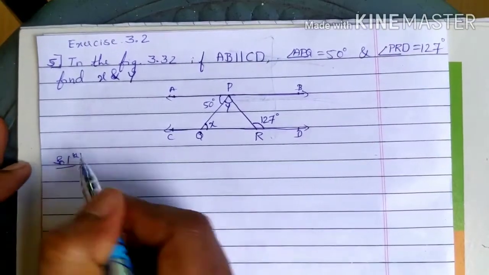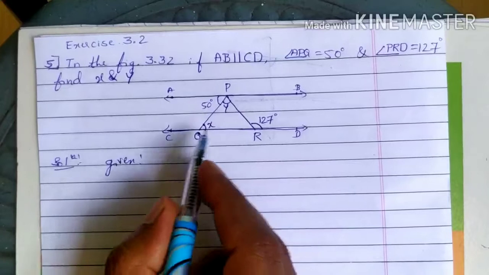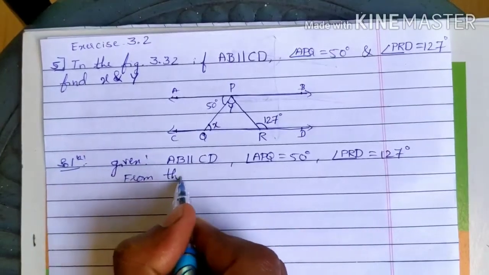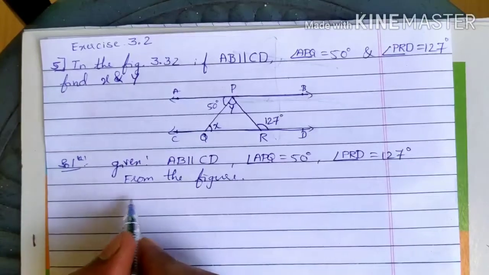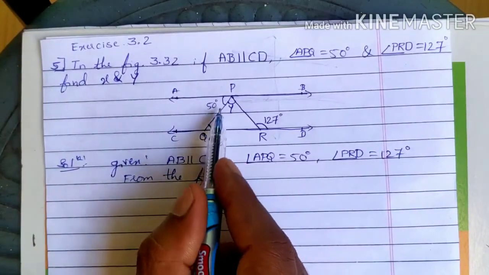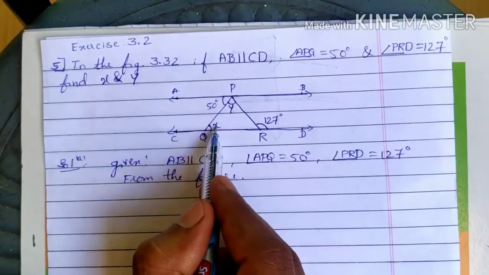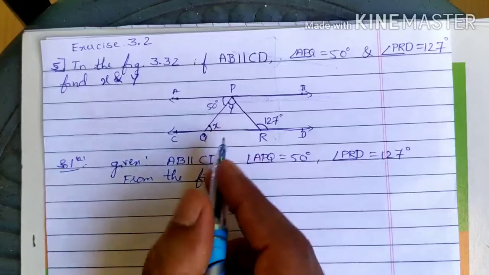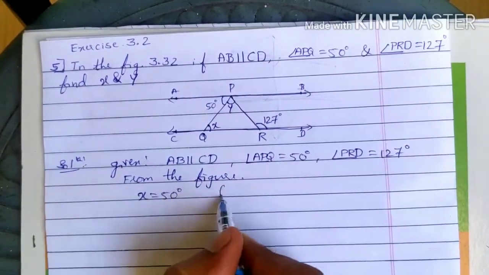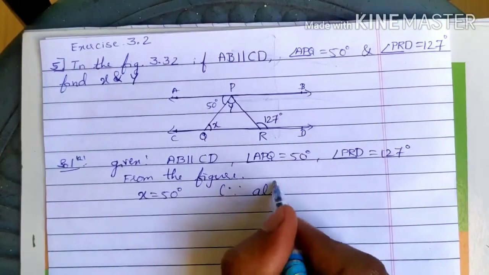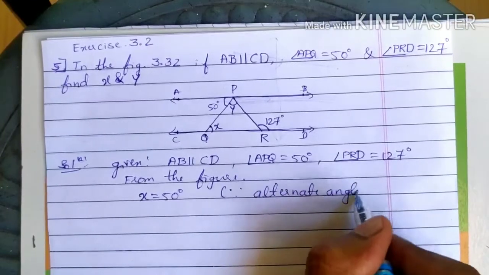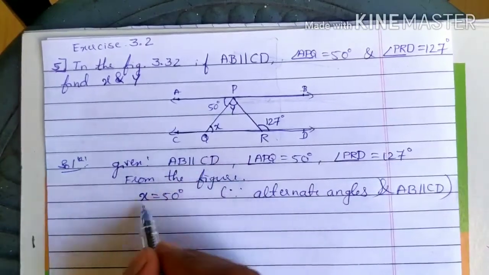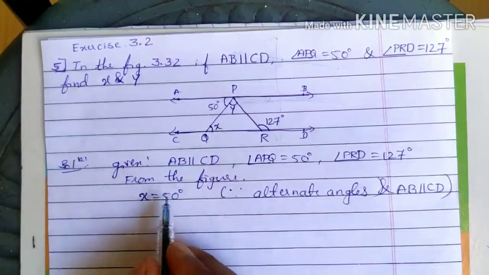Solution. First we will write the given things. From the figure, you can see these two angles, angle X and angle 50 degree. These two angles are alternate angles. Since AB and CD are parallel to each other, alternate angles will be equal. Therefore we can write that X is equal to 50 degree, because AB is parallel to CD and they are alternate angles. So we got the X value.